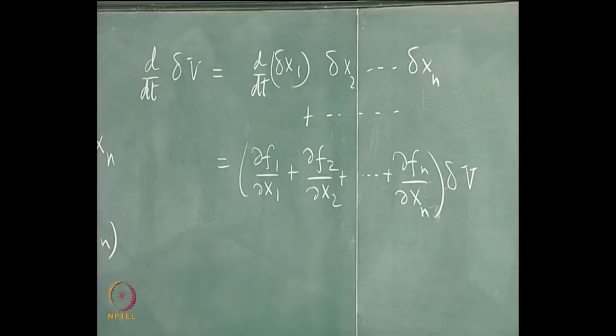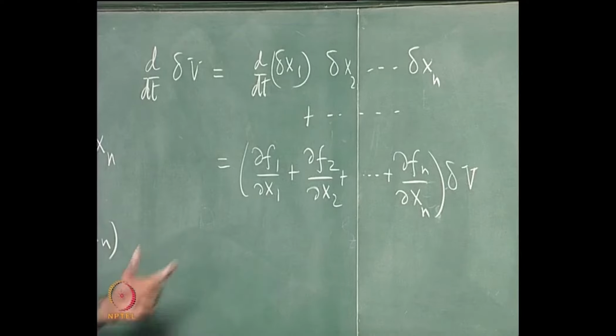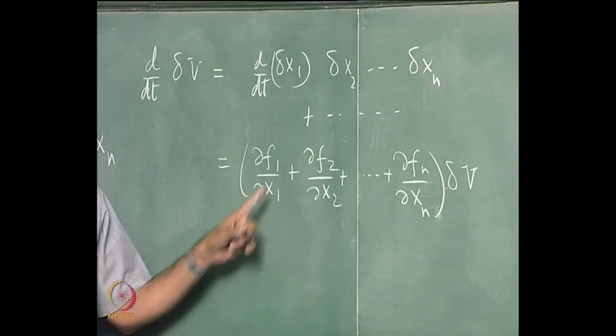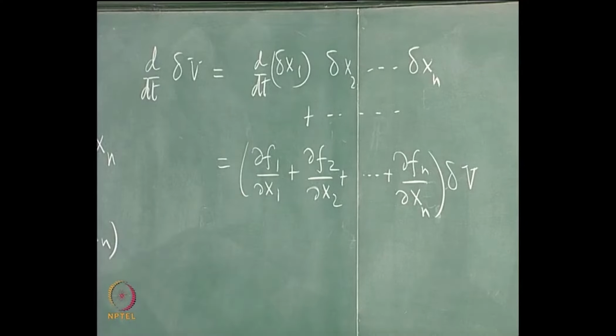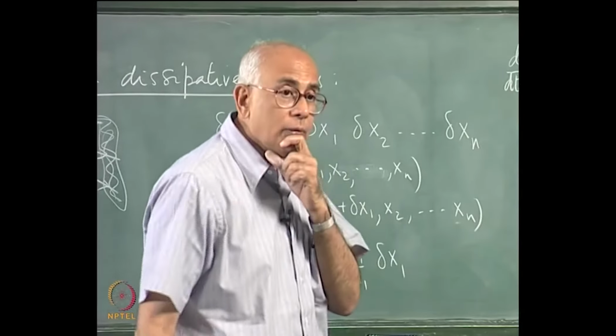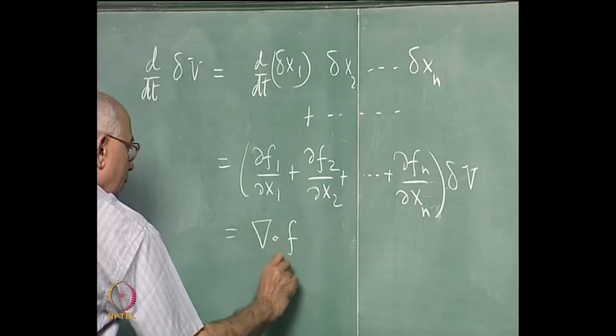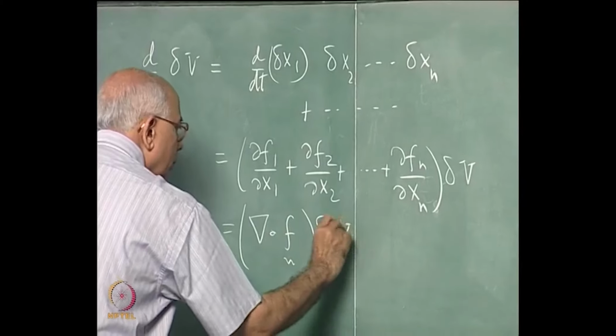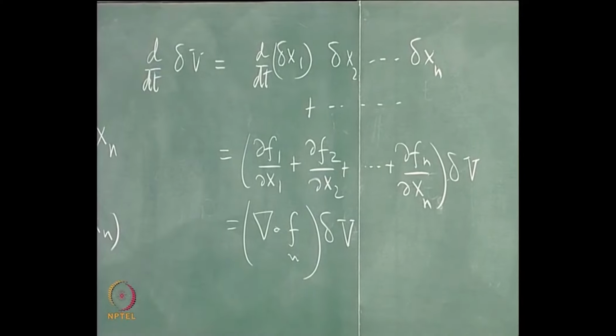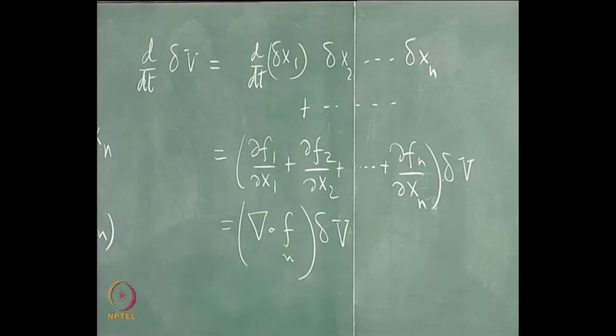What would you call this? We have a vector field f as a function of x, so what would this be? Is it the gradient? The gradient is a vector. Yeah, it is each component differentiated with respect to the corresponding label or coordinate, and therefore it is the divergence. So this is equal to del dot f times delta V, and that is true point by point. At every point this happens to be true.